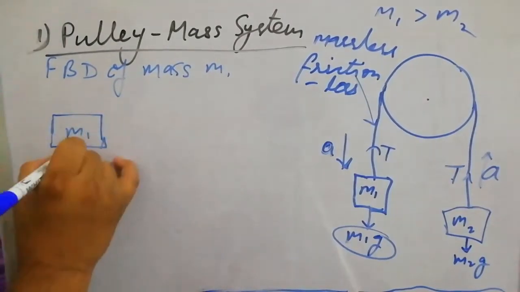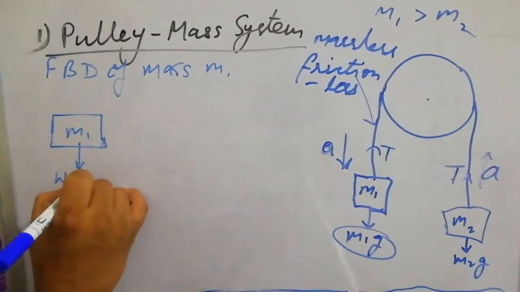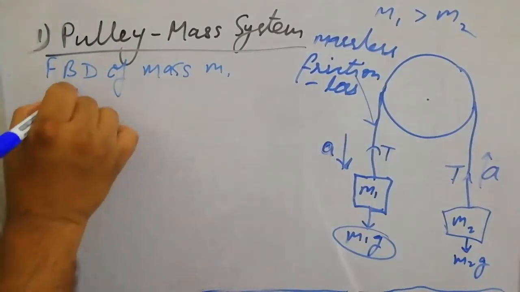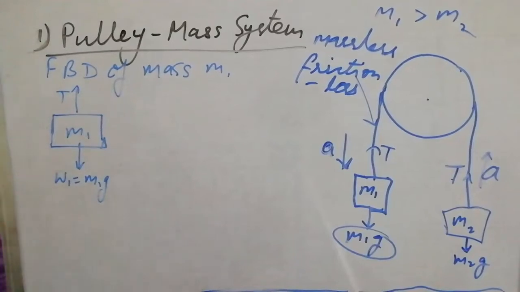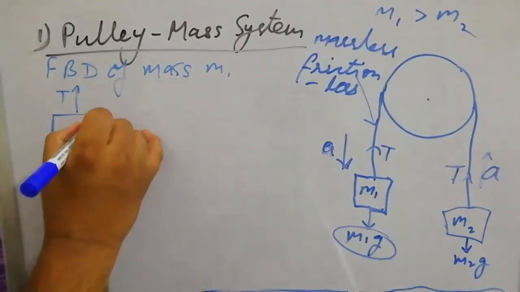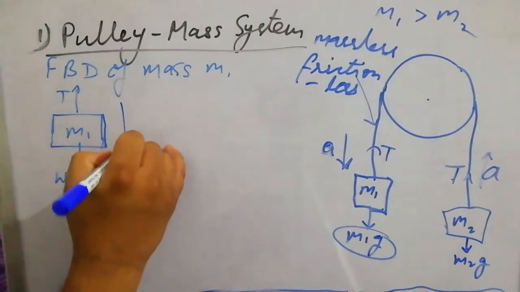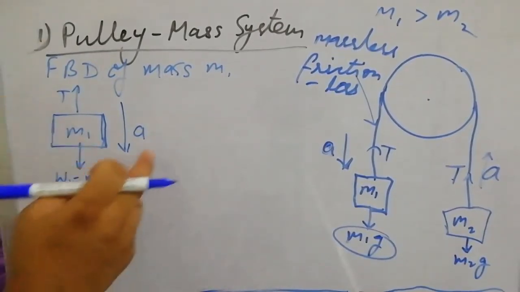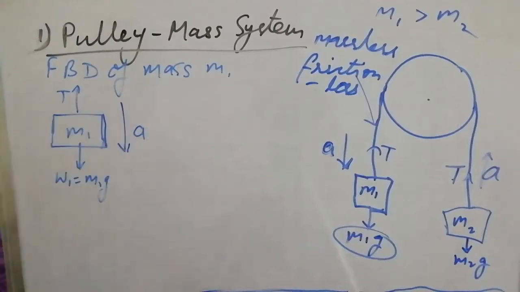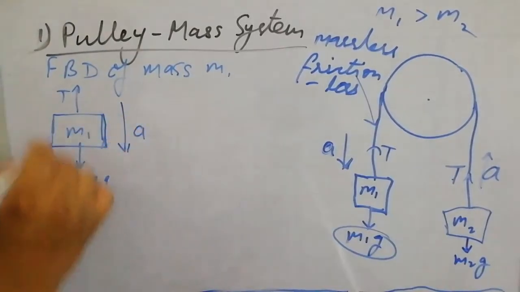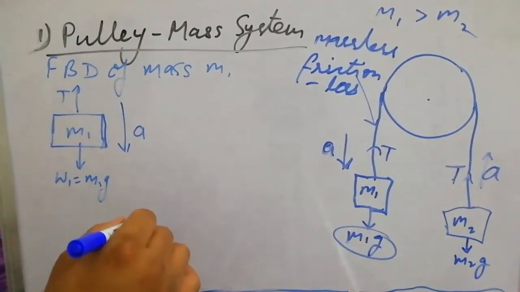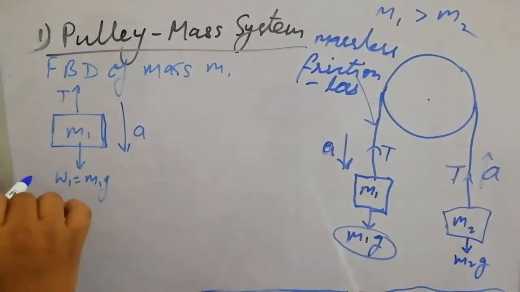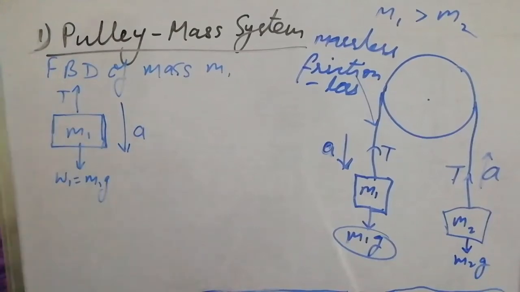On mass m1, its weight is acting, w1 is equal to m1g, vertically downwards, and the tension in the string is acting vertically upwards, but the whole body is moving downwards with an acceleration of a. That means since there are two forces acting, action and reaction, the net force is acting vertically downwards, that means the difference of these two is acting vertically downwards. So it must be that the weight w1 is greater than the tension T.